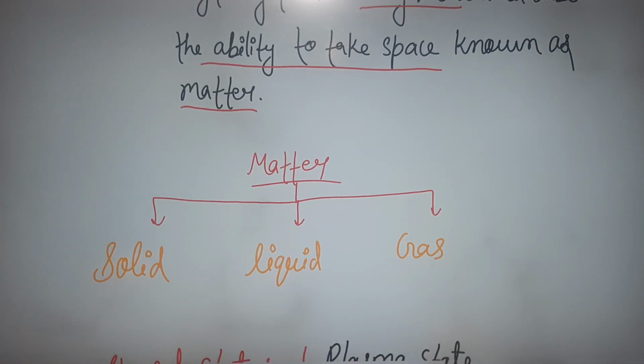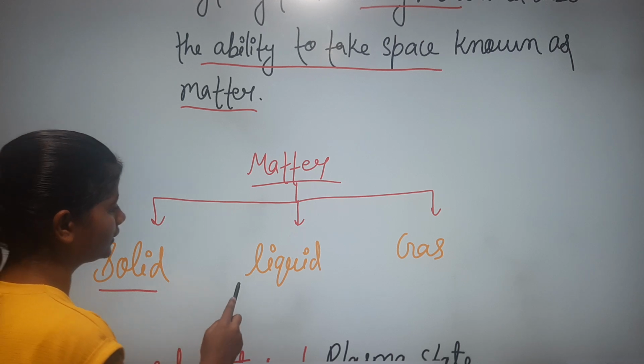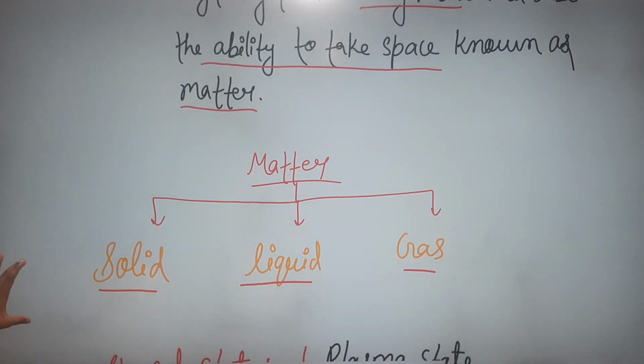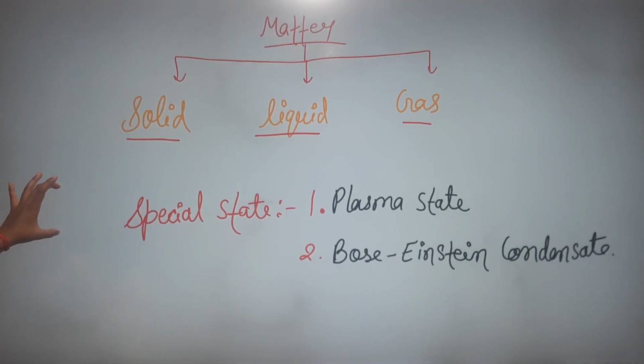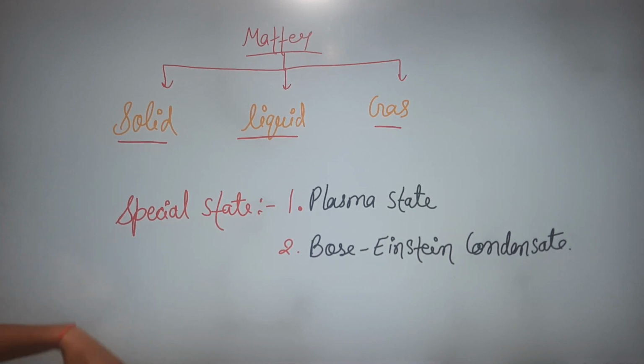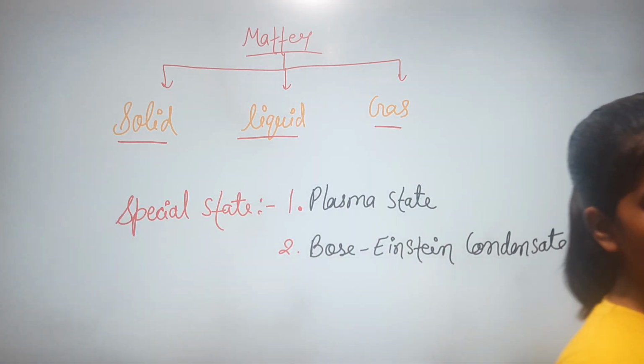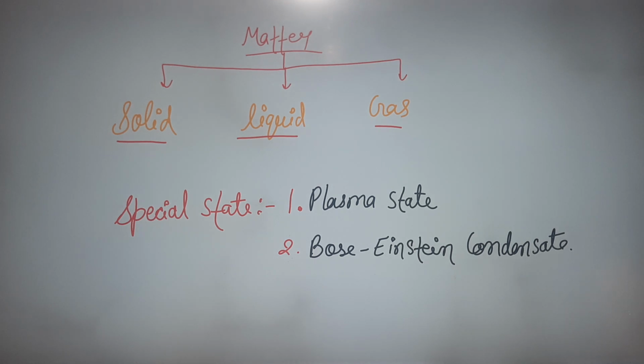Now, on the basis of physical state, matter is generally divided into three states. The first ones are solid, liquid, gas. And there are two special states. The first one is the plasma state and the second one is Bose-Einstein condensate. So these are the two special states of matter.